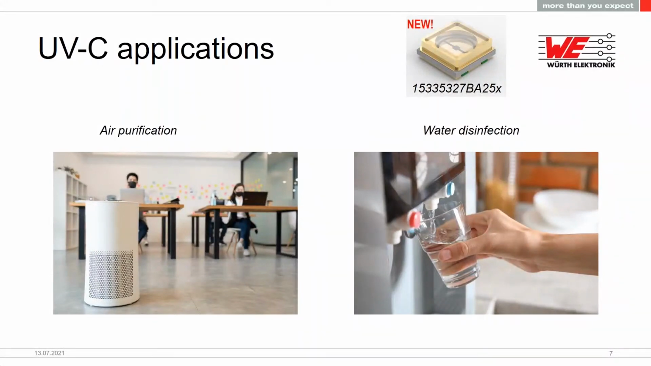And of course, currently during the corona pandemic, air purification is a really hot topic. So with UVC, you can actually kill off coronaviruses that are in the air. But you can not only disinfect air, but also water. This is interesting for drinking water supplies. So if you have, for example, problems with bacteria building up in your water supplies, such as Legionella, they could be killed off with using UVC light.